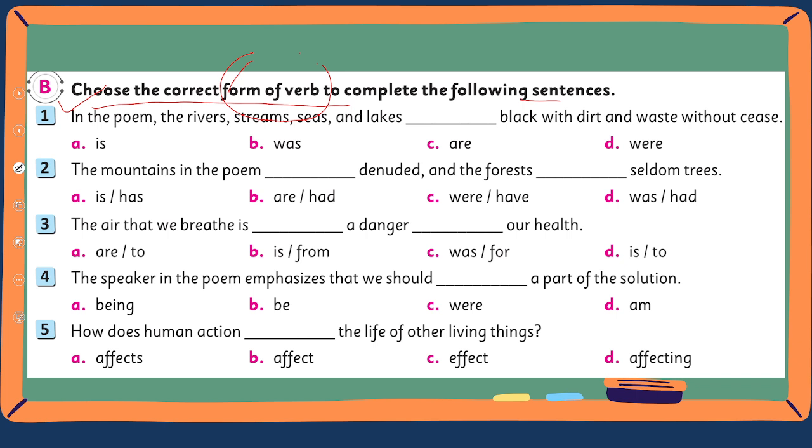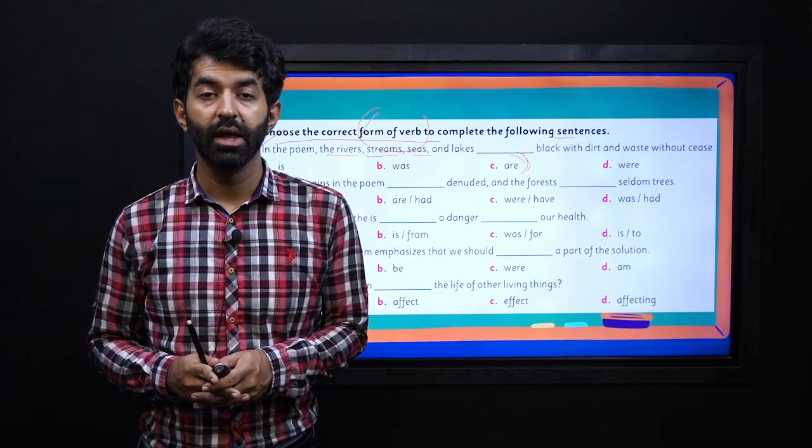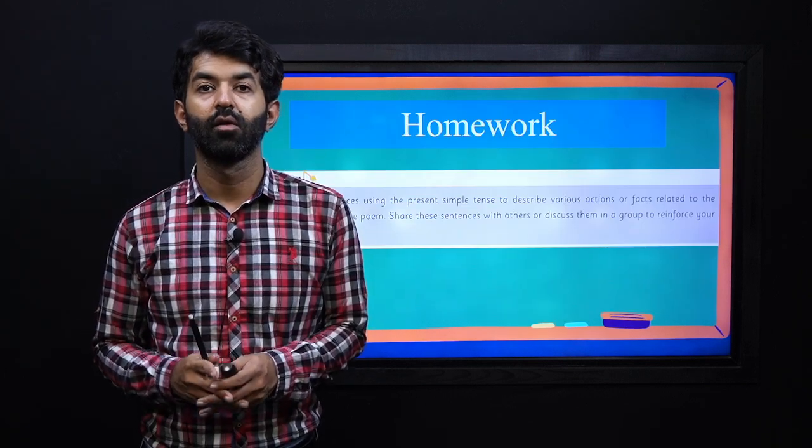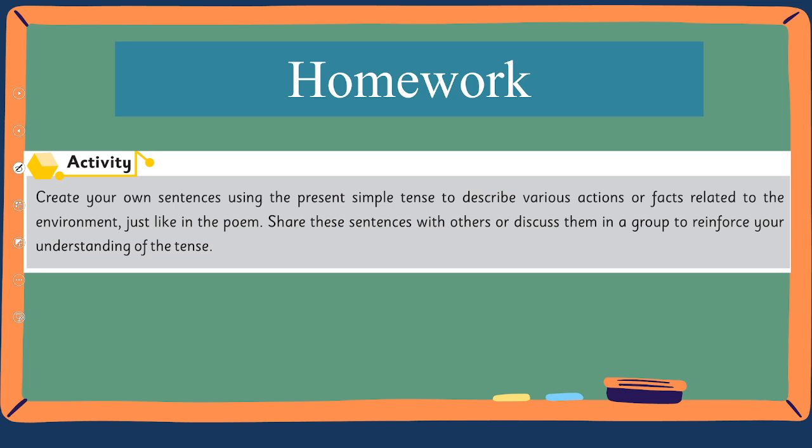In the poem, the rivers, streams, seas and lakes, black with dirt and waste without seas. So we know that we have plurals over here, rivers, streams, seas and lakes. The correct answer can be are. Yes, they are black with dirt and waste without seas. Now, you can solve the remaining MCQs by yourself, test your knowledge of tenses and then verify it through your instructor. Now, moving on to the homework which we have for today.